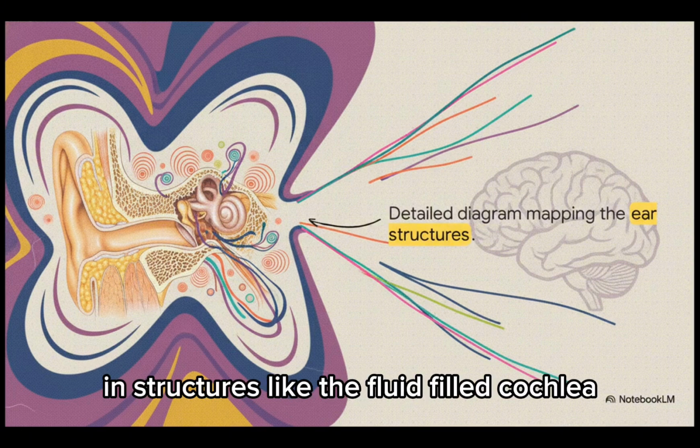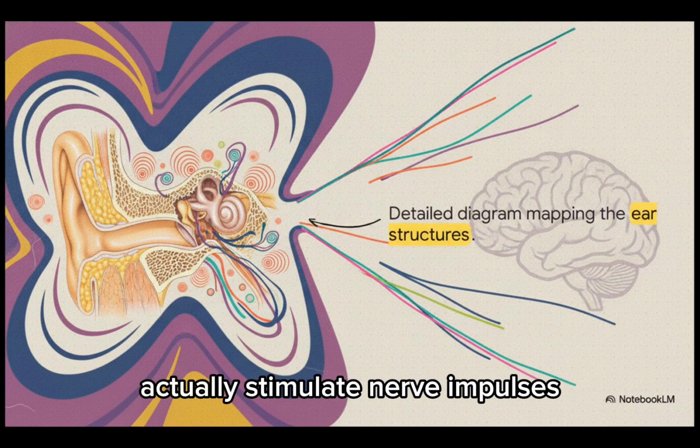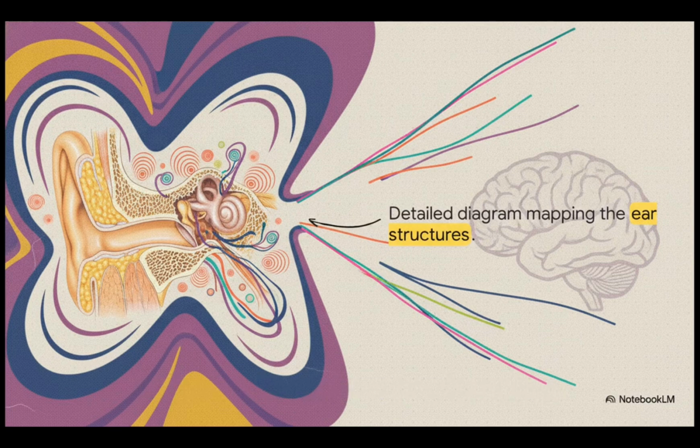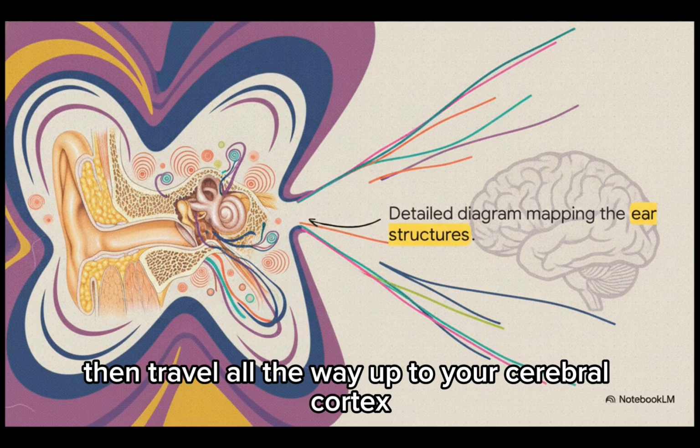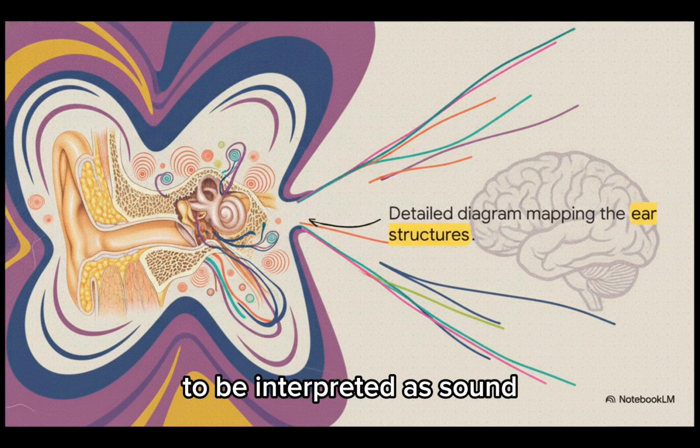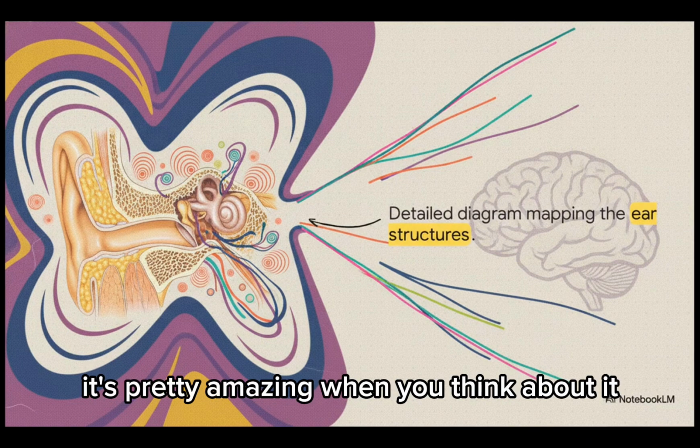It's right here, in structures like the fluid-filled cochlea, that those physical vibrations actually stimulate nerve impulses. Those impulses then travel all the way up to your cerebral cortex to be interpreted as sound. It's pretty amazing when you think about it.